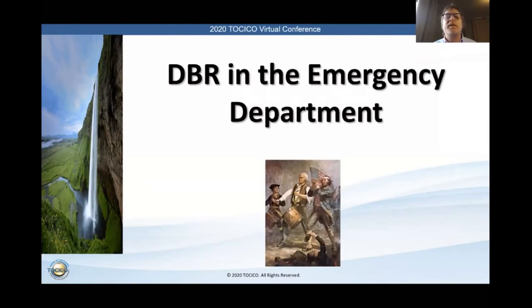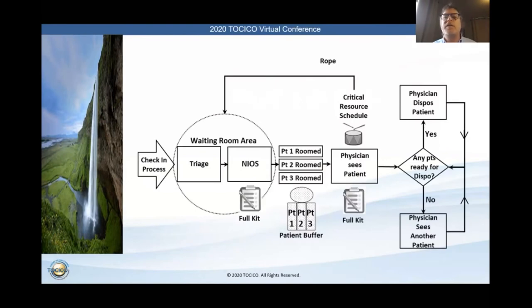Well, what would this look like? This diagram outlines the flow of patients through the ED, starting with the patient checking in, being triaged, tests ordered, and labs sent. At some point, patients are placed from the waiting room into the department where they are evaluated by the physician, who then treats and disposes the patient. In other words, discharges or admits the patient. This is another way of representing flow through the emergency department.